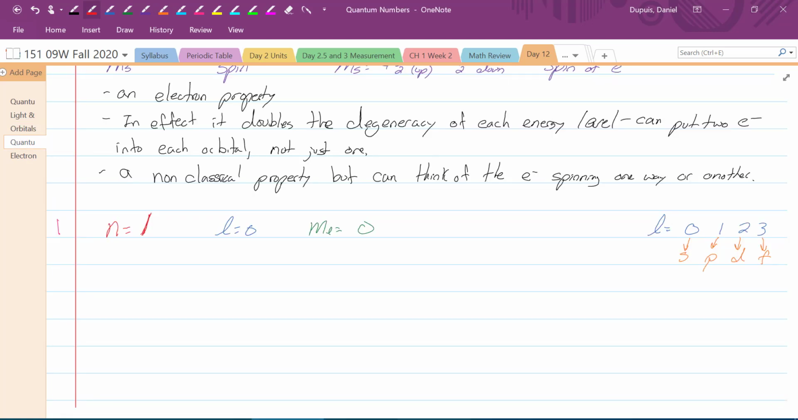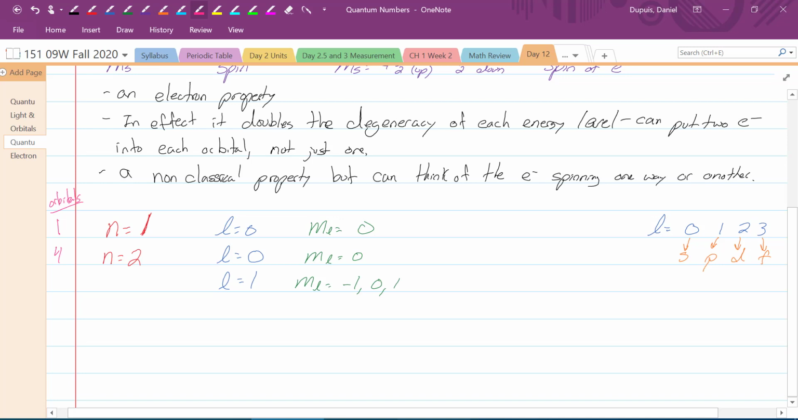If N is 2, L can be 0 or L can be 1. M sub L can be 0 there, but M sub L can be negative 1, 0, or 1. So that means I have a total of 4 orbitals for N equals 2. I have an S and P's. I have 3 P's, 1 S.